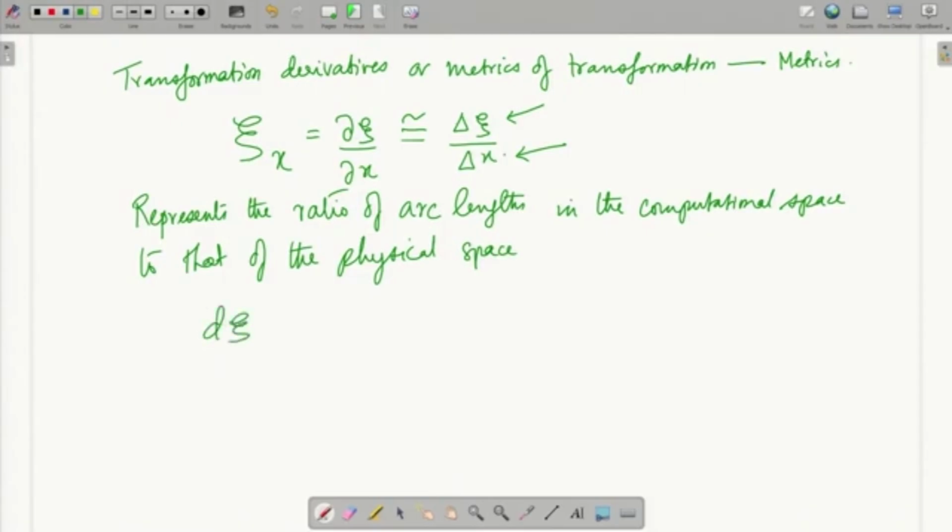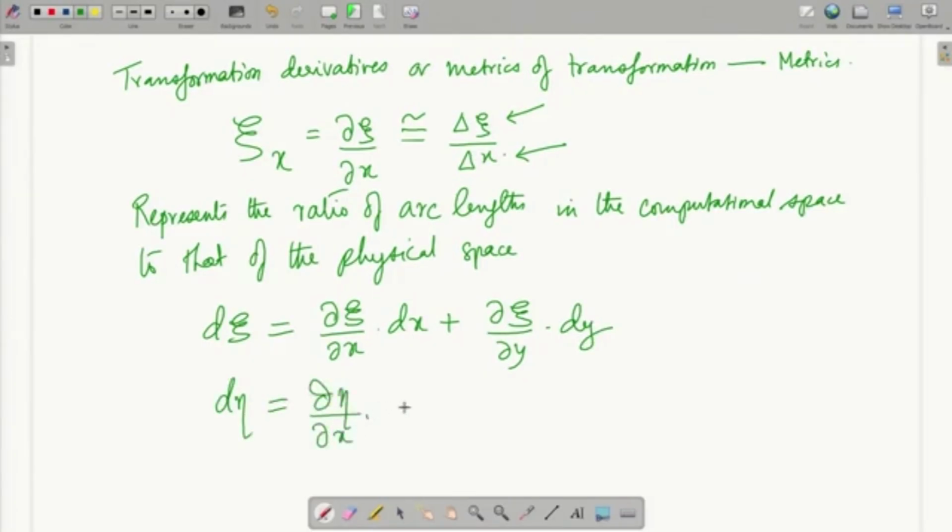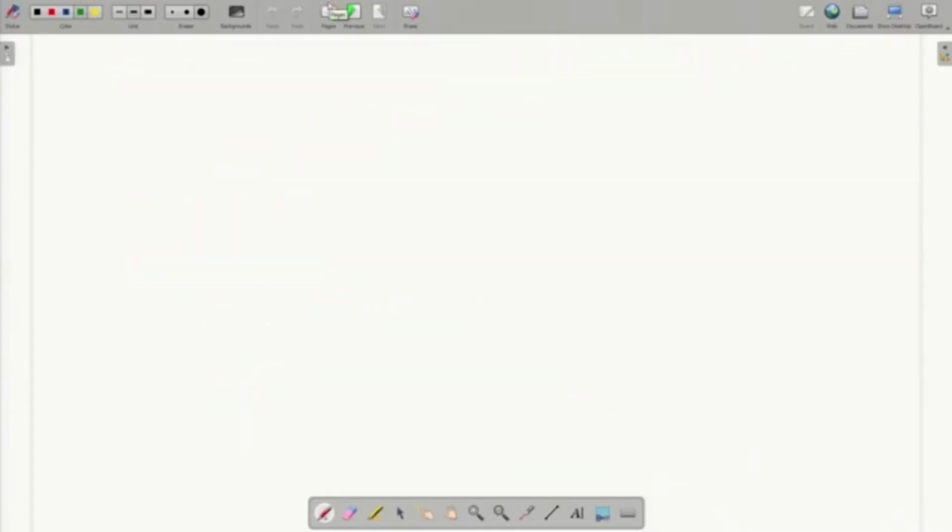Now, let us try to find out a differential change in xi, how it will work out in terms of the metrics which are involved. So, we can write it like this. Again, a differential change in eta can be written like this, involving the respective metrics. Once we do that, we can write it in a matrix form.